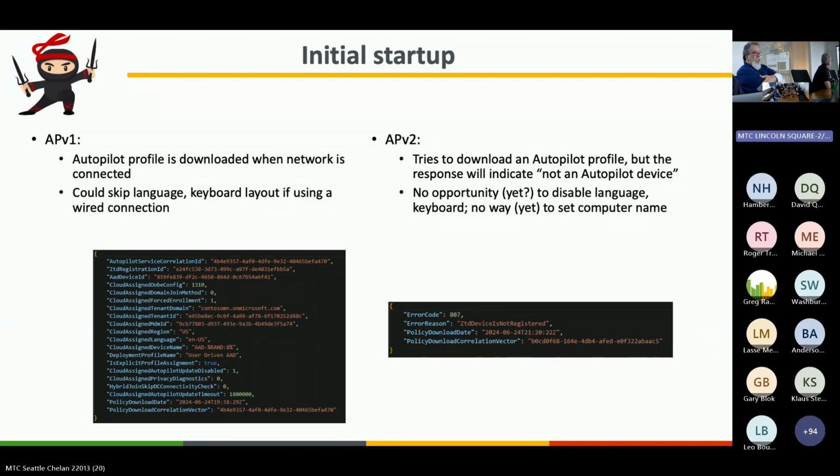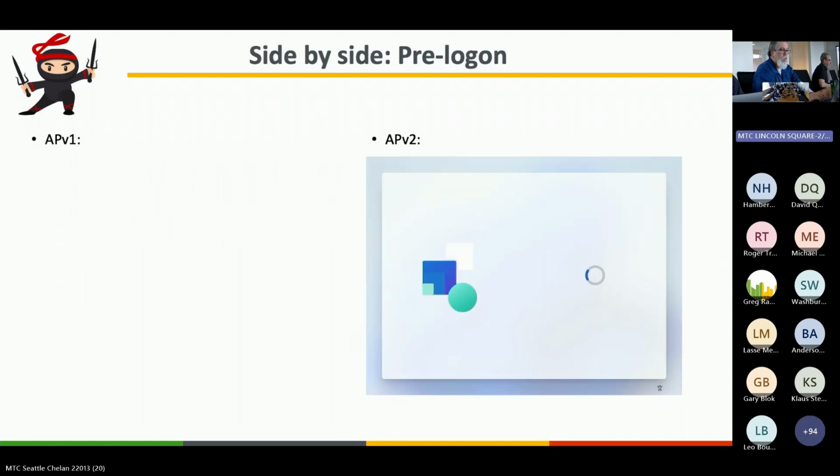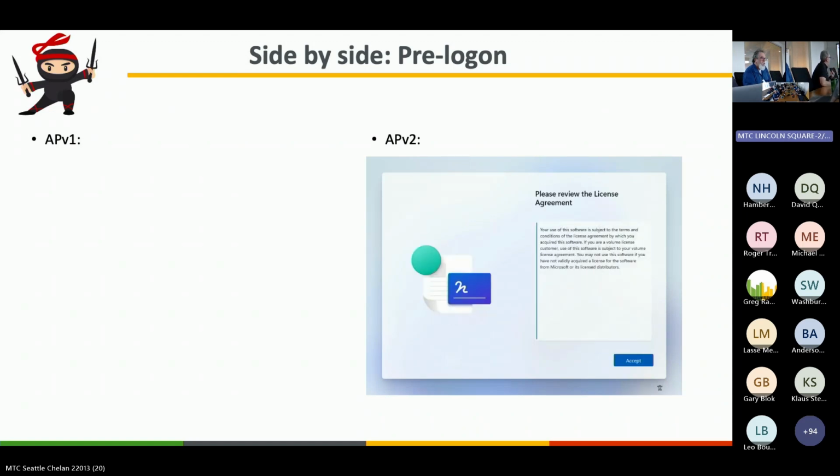We'll keep going. So in Autopilot V2, no way to disable the language keyboard. And as we get into this deeper, we'll see there's no way to set the computer name either. So we've made the network connection. The Autopilot V1 machine at this point would go directly to the logon page for the user to put in their credentials. Autopilot V2 has some more work to do first.